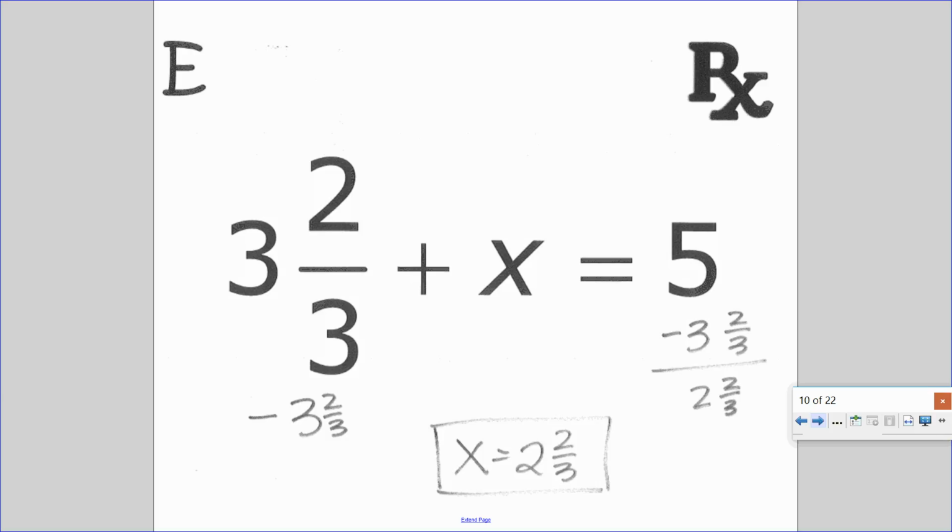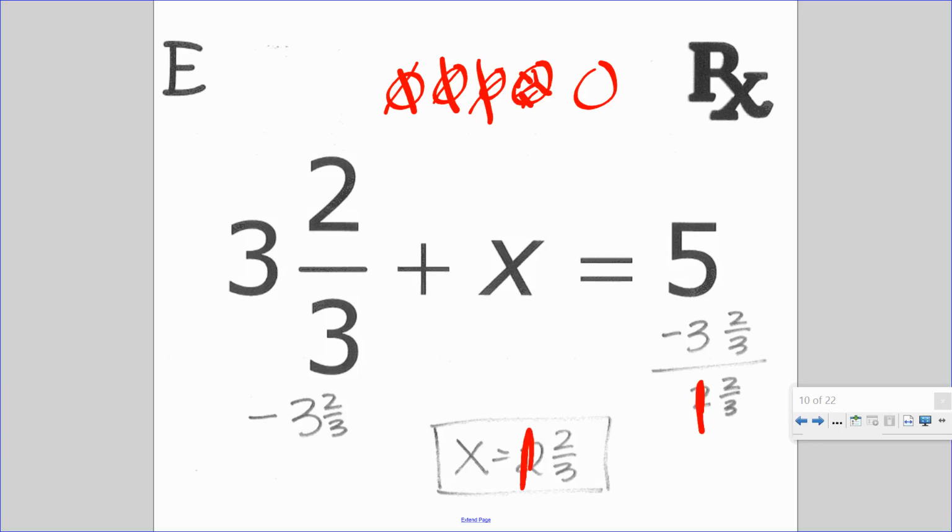Letter E. Minus. I see everything is okay because the inverse of plus is minus. Good. So in this one, let's see. I'm going to draw pictures here. You have 5 pies or cakes, and you take away 3 of them, and you take away 2/3. Take this away. You're left with 1 and 1/3. Oh, it should be 1 and 1/3.